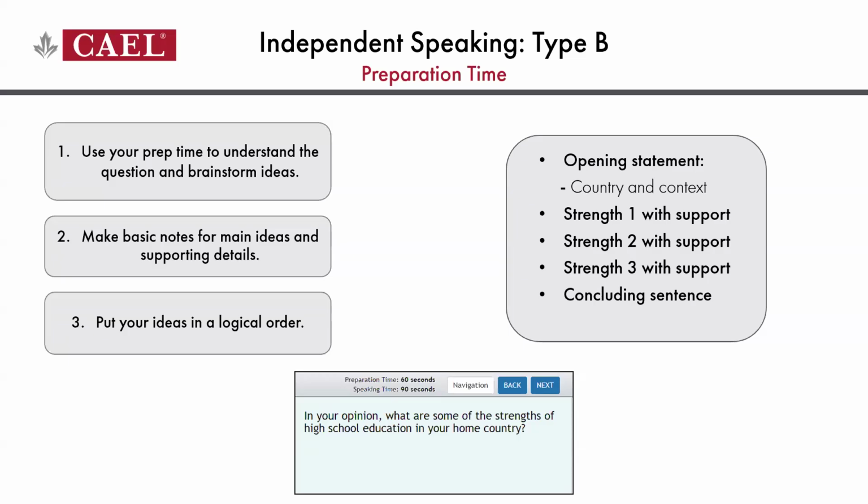But the main content here, what are some of the benefits or some of the strengths of your own high school education? So extracurricular clubs and opportunities. What else? What else could you think of? I'll give you about 10 seconds and then I have to move on with or without your participation here.